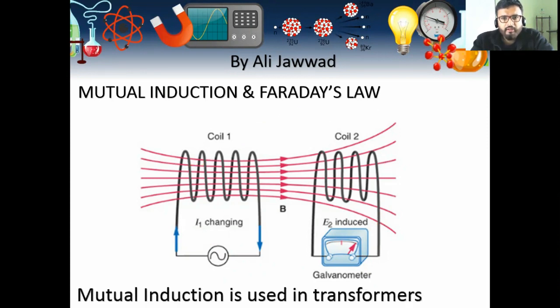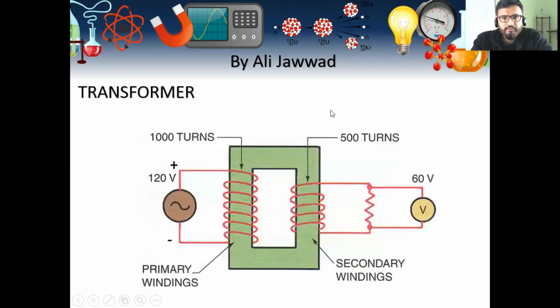Now let us have a look at the basic construction of a transformer. The transformer has an iron core on which one side has a number of turns of copper coil, known as the primary winding or primary coil, while the other end has a secondary winding or secondary coil. It has a different number of turns as compared to the primary coil.